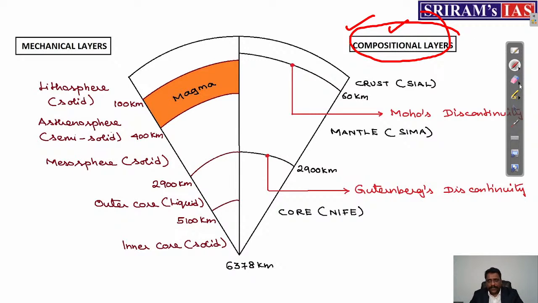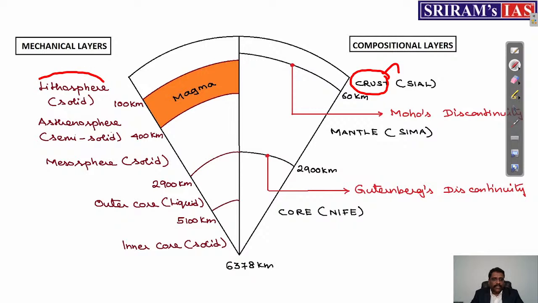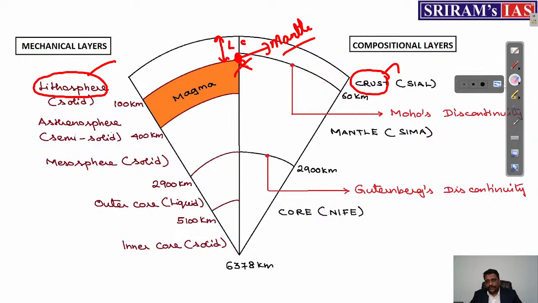For example, sometimes we say the outermost layer of the Earth is called crust. Sometimes we say the outermost layer of the Earth is called lithosphere. But what I understand, the entire crust is lithosphere, but the entire lithosphere is not crust, because the lower lithosphere is more like what? Mantle. Okay? It is more like a mantle. Find my difference now.